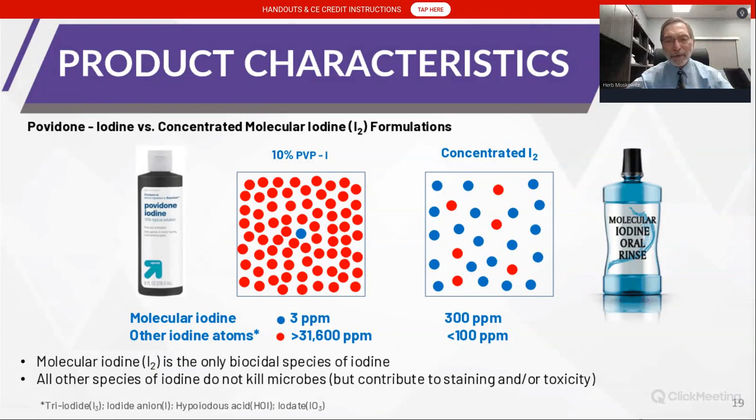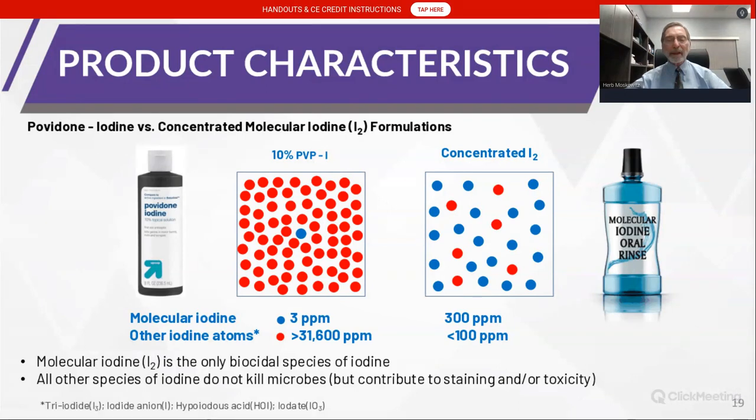And they haven't been able to do it. They haven't been able to do it because what is present in povidone iodine is a dynamic equilibrium. These species of iodine keep morphing or changing into other species of iodine. So if you were really able to add more molecular iodine in povidone iodine, it would not stay as molecular iodine. It would change into other of those species of iodine.